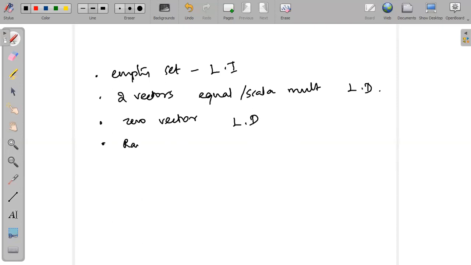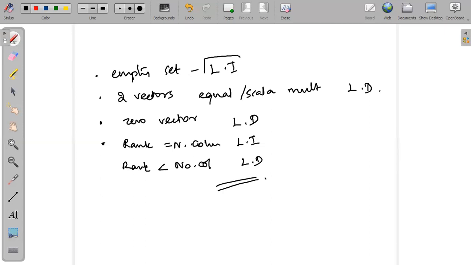And if the rank is equal to the number of columns, it gives linearly independent, and if the rank is less than the number of columns, it gives linearly dependent. So the empty set is linearly independent, and a set containing a zero vector is the linearly dependent case. Thank you.